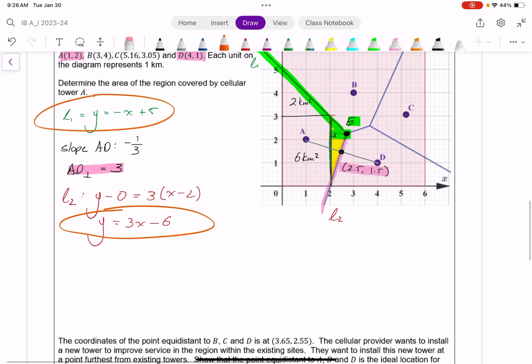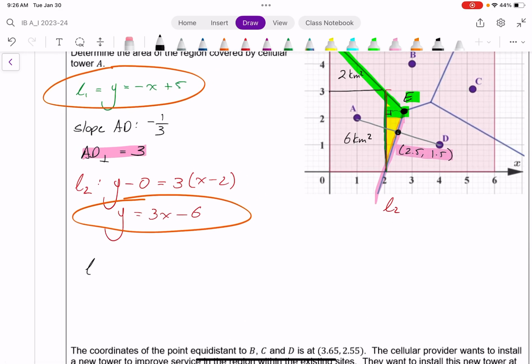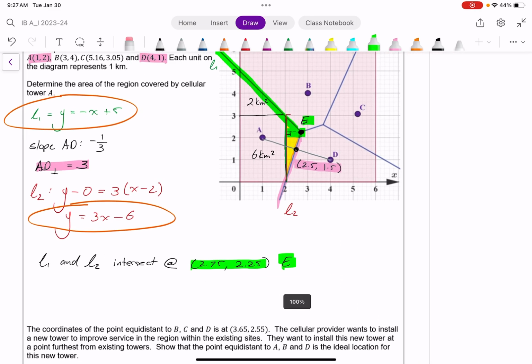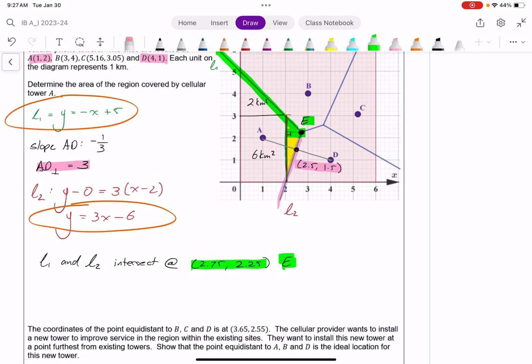In the end, I can see these intersect. So I'll say L1 and L2 intersect at 2.75 for the x and 2.25 on the y. So that is point E. Which is going to be helpful for the next question as well. And again, whether I solve this algebraically or using my GDC, it should be really quick either way.